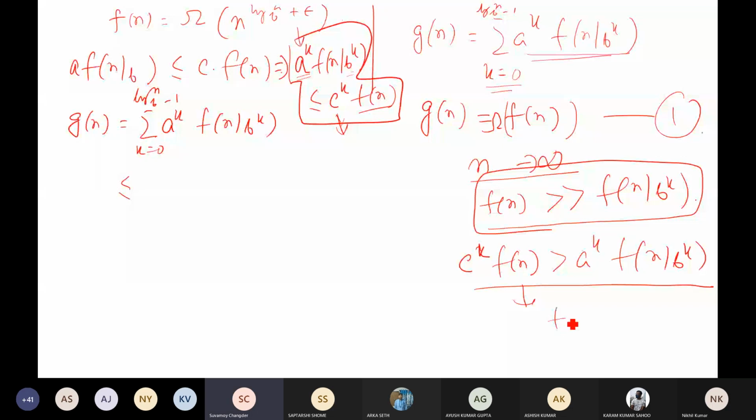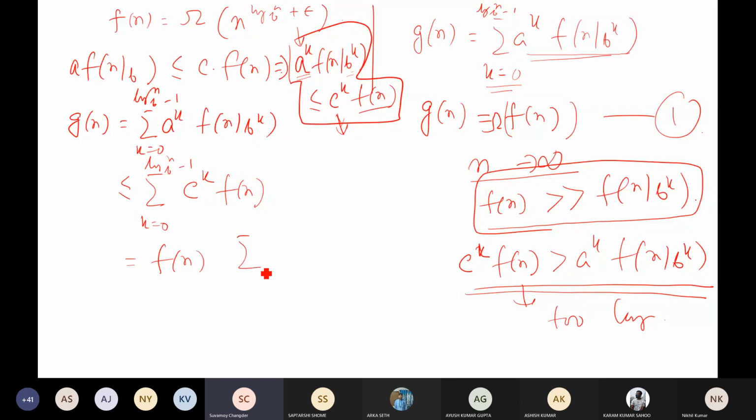So we can write this. Now this can be replaced as the sum of k equals 0 to log n base b minus 1 of c to the power k f of n. Here f of n is not dependent on k, therefore we can write c to the power k. Now think about k equals 0 to log n base b minus 1. We can do that, we are increasing this value up to infinity.